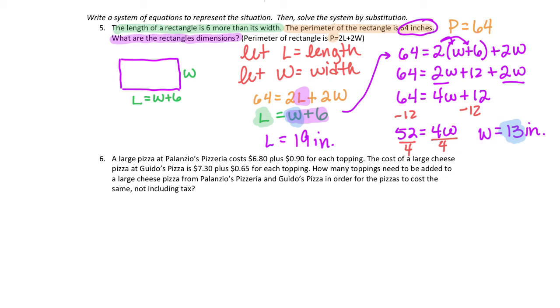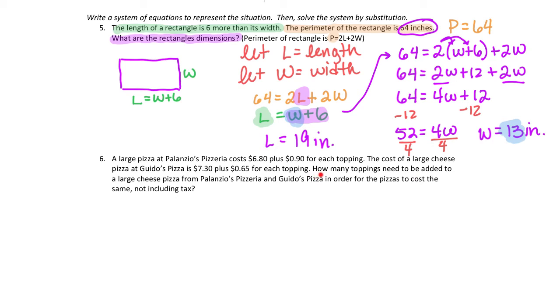Let's run down that again with the second example. Going to go a little bit faster now that you've got the hang of it. A large pizza at Palzoni's Pizzeria costs $6.80 plus 90 cents for each topping. The cost of a large cheese pizza at Guido's Pizza is $7.30 plus 65 cents for each topping. How many toppings? Ooh, there's our key question right there.